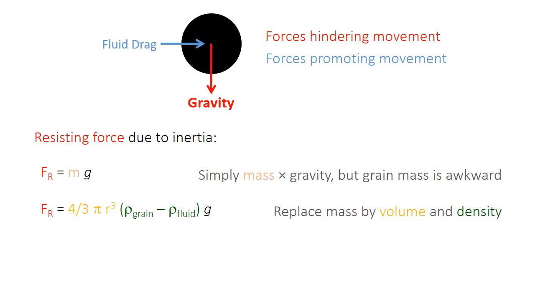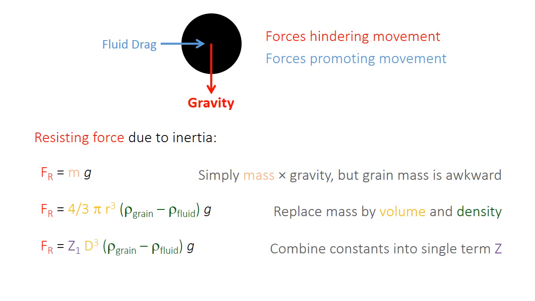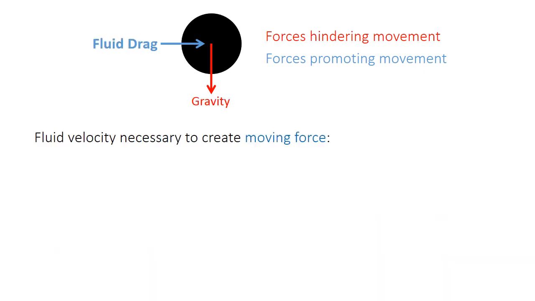And so we could also just bundle all these constants into a term and consider d instead of r. So we want to think about the particle diameter instead of the radius. And from this final equation, you can see that the larger the particle is, the larger the d is, and the denser it is, the more inertia it will have, and the harder that particle will be to move. So the force that tries to push the particle into motion is dominated by fluid drag.